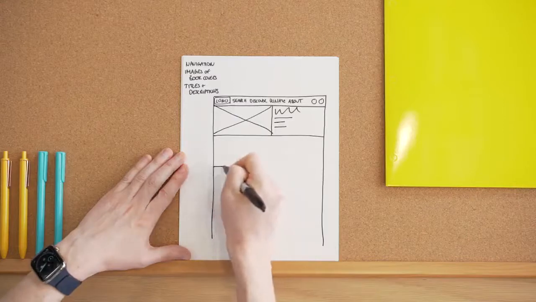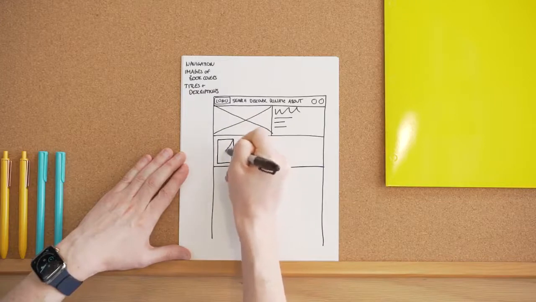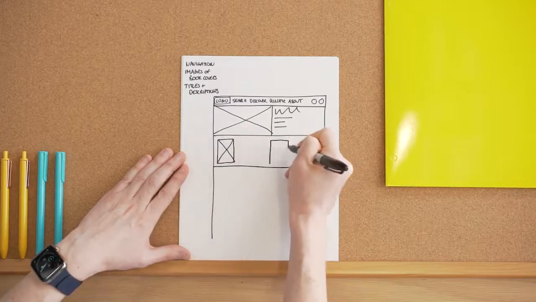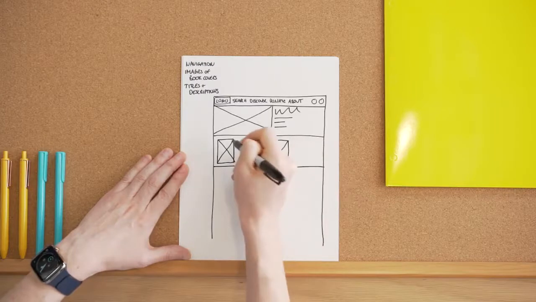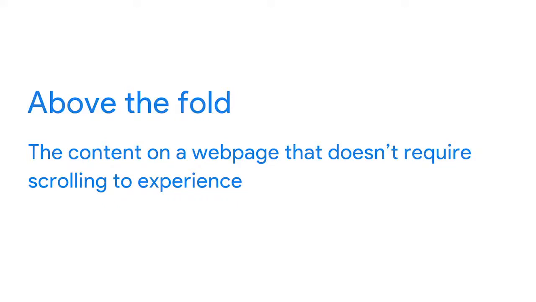Below that, I want to include a few squares and rectangles that show website visitors the latest books. I'm going to add a long line to create a new area of the page. I'll draw a couple of rectangles with an X inside within this area to show where images might go. I'll also add lines to show a corresponding description to the right of each rectangle. The reason I'm adding these 2 rectangles above the fold is so users will immediately notice them when landing on the home page. Remember, above the fold refers to the content on a web page that doesn't require scrolling to experience. Below the fold, I want to include additional books that a visitor can view right on the home page.